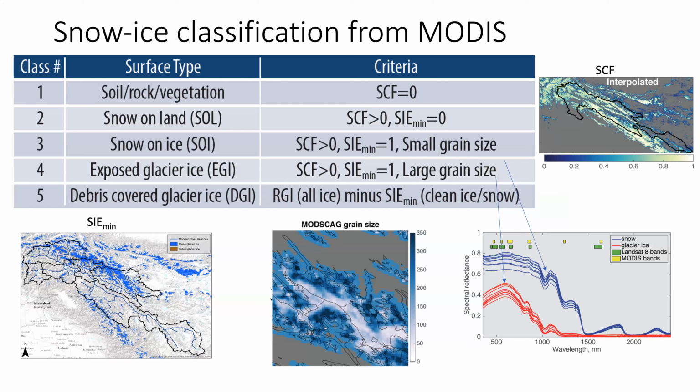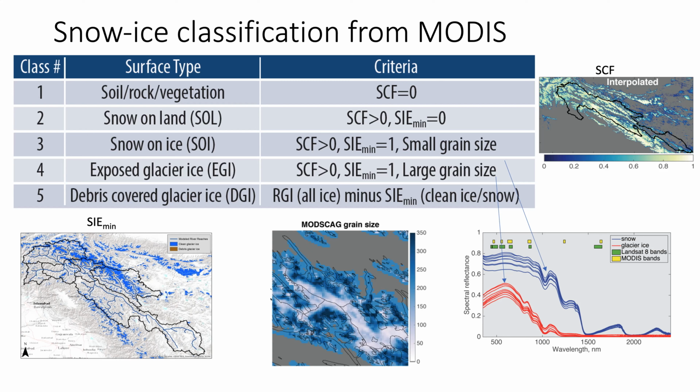To discriminate the various surfaces, we use this table. First, we know that everything with a snow cover fraction of 0 is either soil, rock, or vegetation. If the snow cover fraction is greater than 0, but at some point during the year, the annual snow and ice minimum went to 0, we know it's snow on land. If the snow cover fraction is greater than 0 and it has a small grain size, we know it's snow on ice. If the snow cover fraction is larger than 0 and there are large grains, we know that the surface is exposed glacier ice.